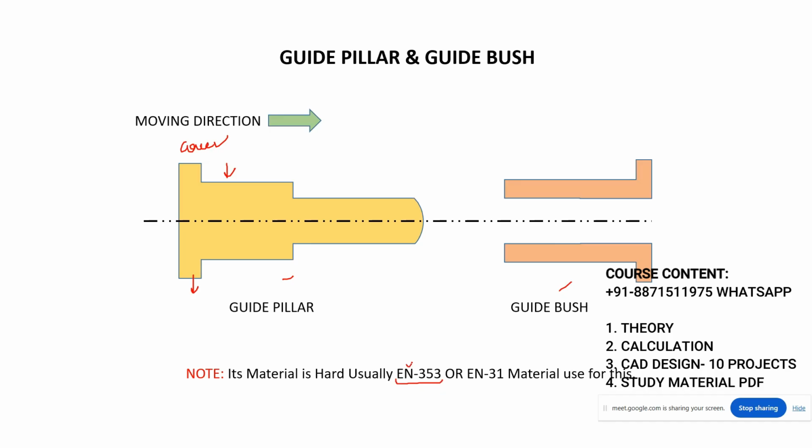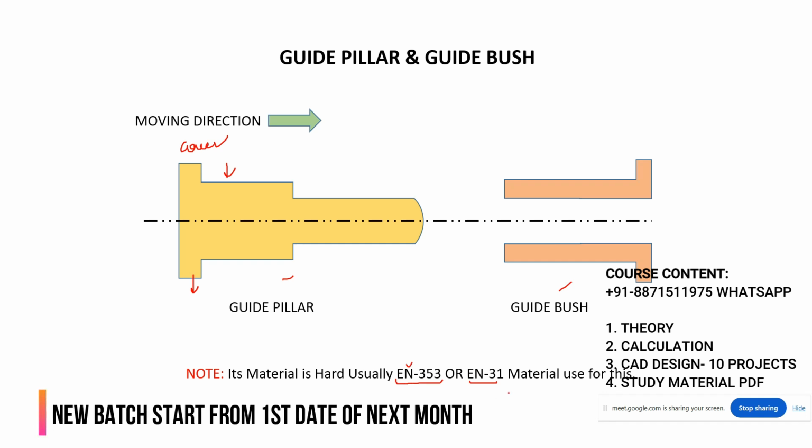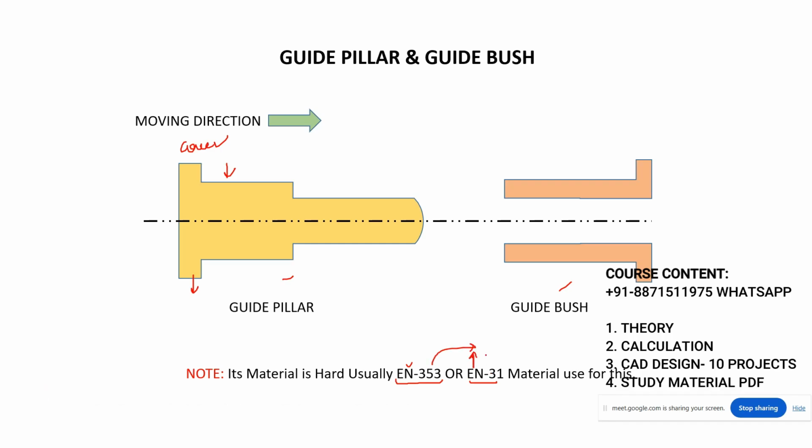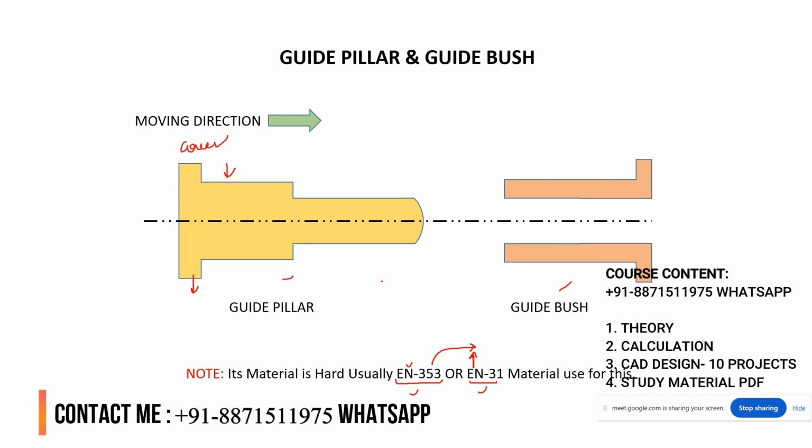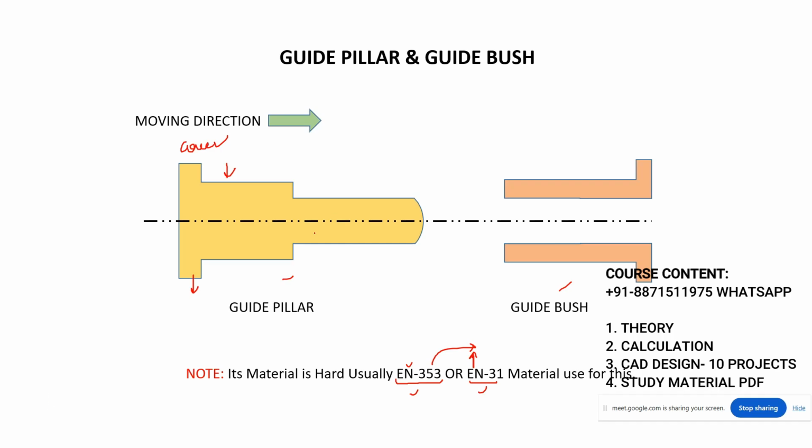We have to use EN353 or EN31. Okay, what is the reason for using this material for the guide pillar and guide bush? The material should be hard for this component, right? Right or wrong? Yes, sir. Okay, so what is the hardness of EN353 and EN31?